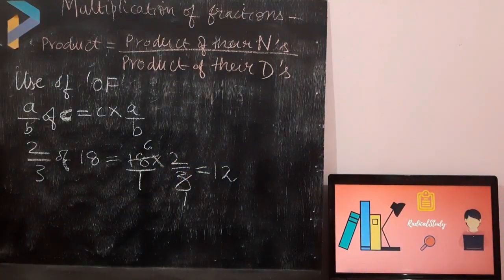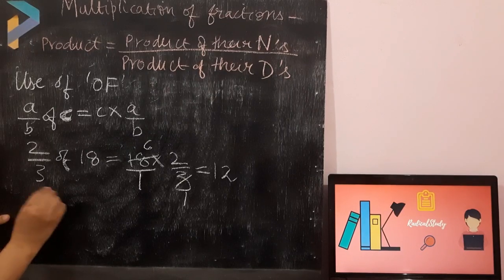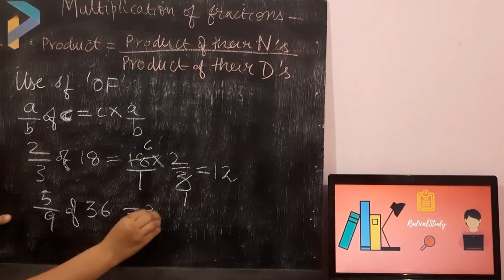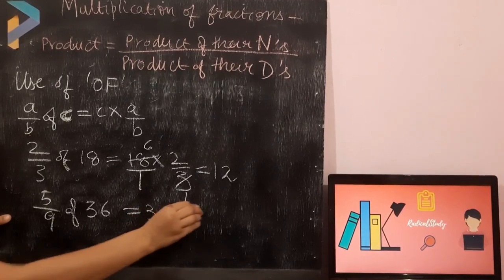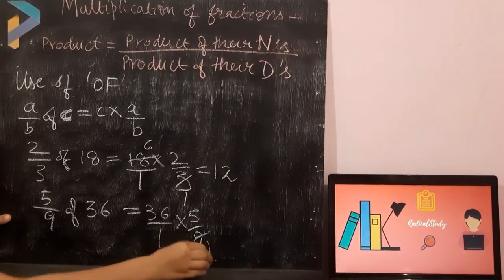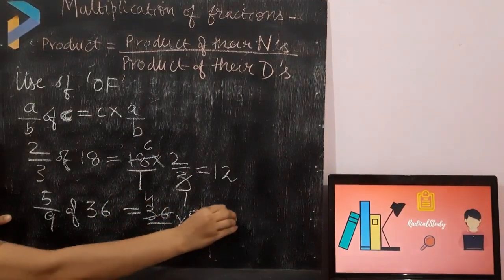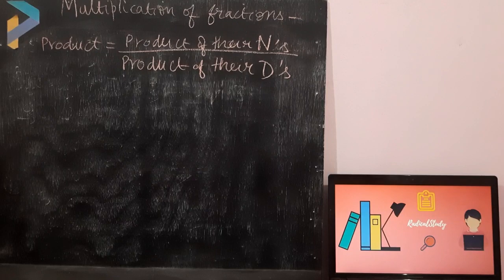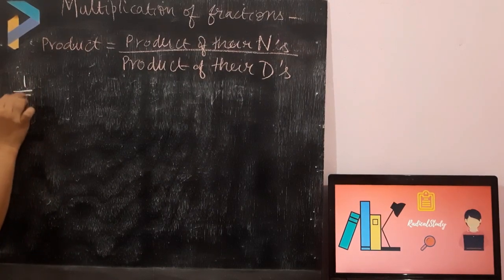Now we can take some more examples. If it is written 5 by 9 of 36, so it will be like that, 36 upon 1 into 5 upon 9. 9 1s are 9, 9 4s are 36. So it will be 20. So these were some examples which I have explained to you. Now I am going to give you questions of the exercise which you have to do. I will tell which questions are your classwork. Please pay attention.